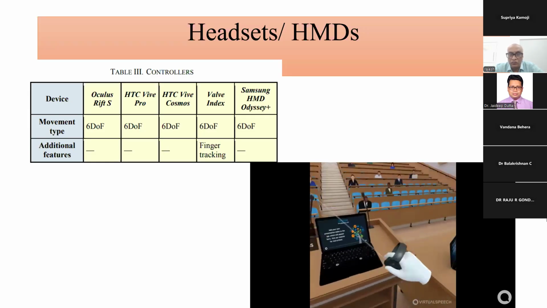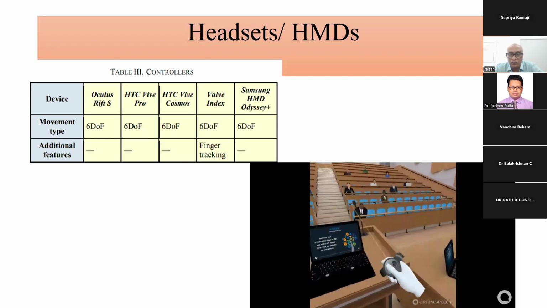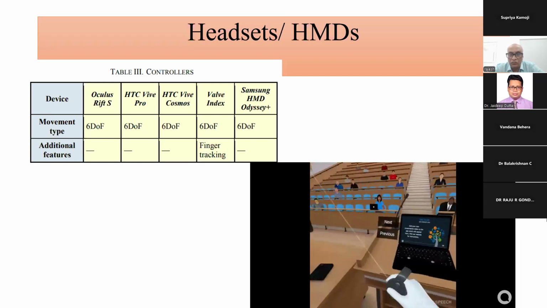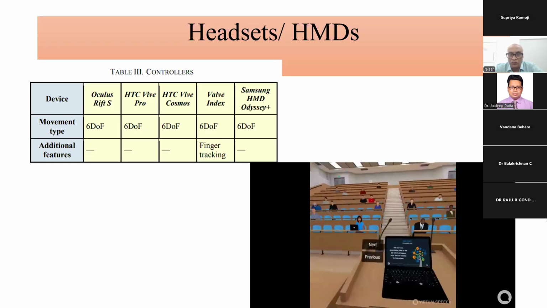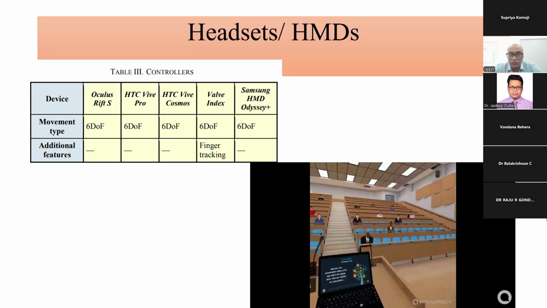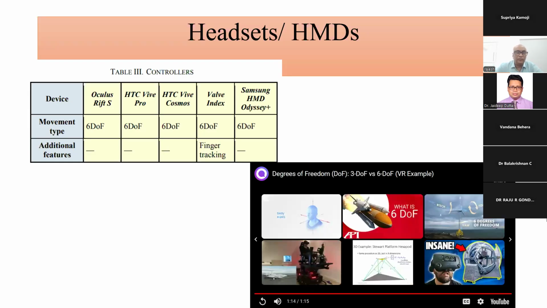In this, for example, you see your hand controller. You can then pick up objects in 6 degrees of freedom scenes, and you can just generally interact with the scene as well.